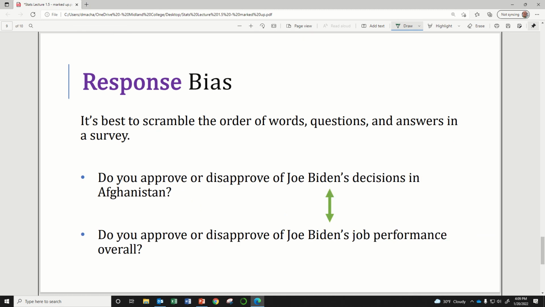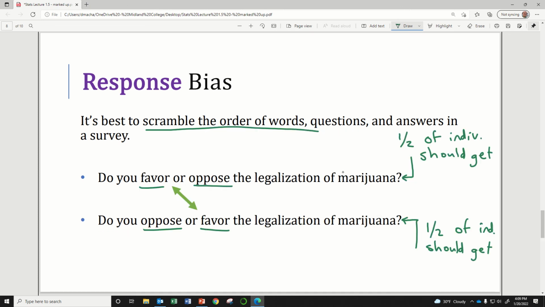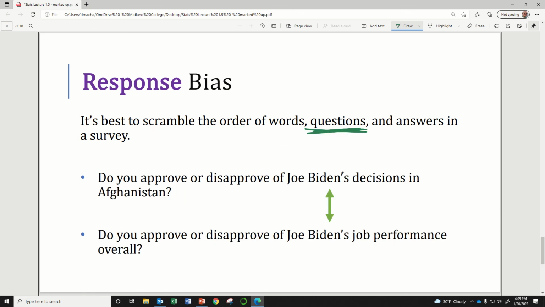It's also best to scramble the order of questions in a survey. So in the previous slide, I pointed out that it's best to scramble the order of words, but now we're talking about the order of questions that appear in a survey. For example, you might have a survey that asks multiple questions about politics, and so one of the questions might be, do you approve or disapprove of Joe Biden's decisions in Afghanistan?